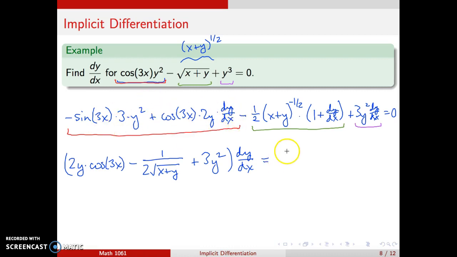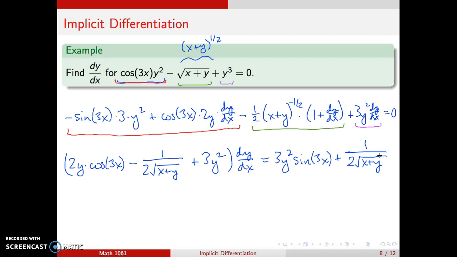So 3y squared sine of 3x, add that to both sides, and then plus 1 over 2 times the square root of x plus y.